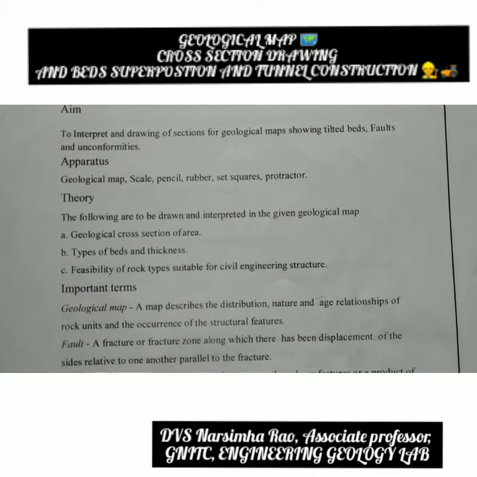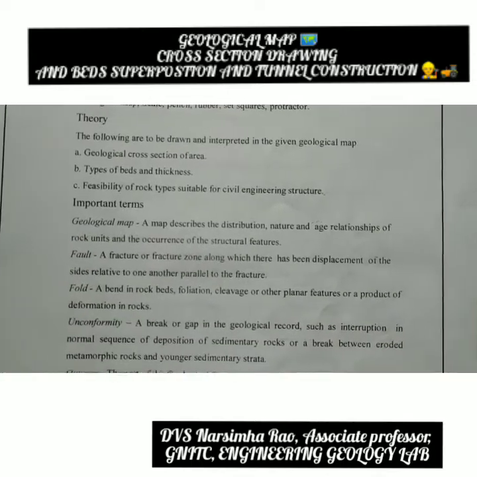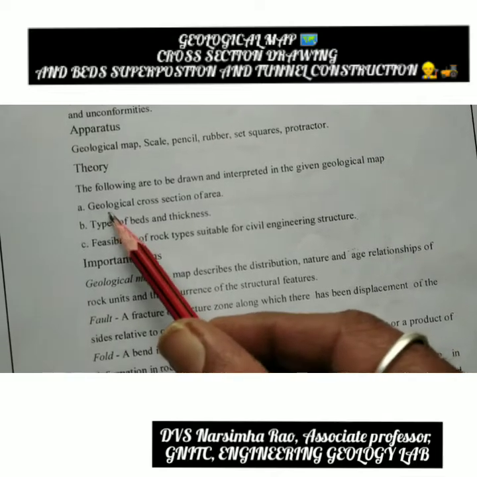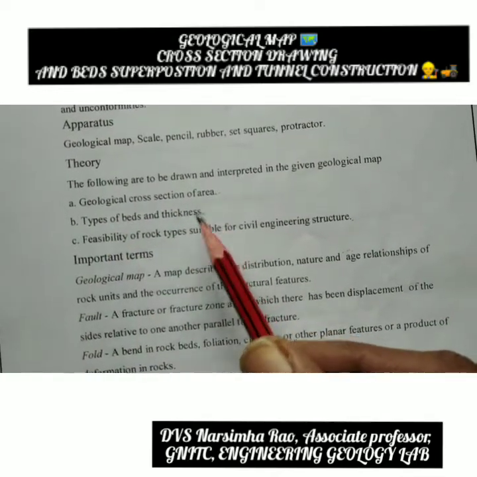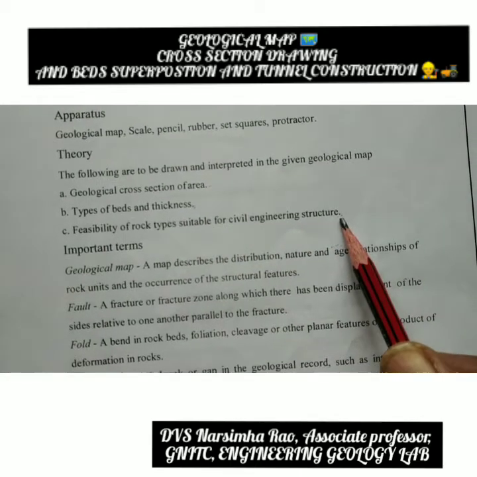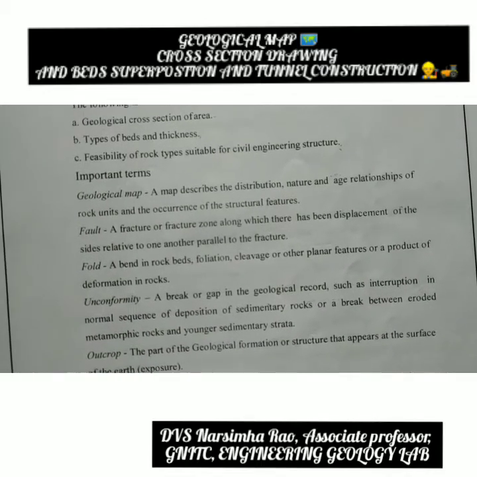So the following are to be drawn and interpreted in the geological map. So actually what we are doing, we are first drawing the geological cross section of the area, then the types of the beds and thickness, then the feasibility of rock types suitable for civil engineering structures. So there are some basic terms we should understand.